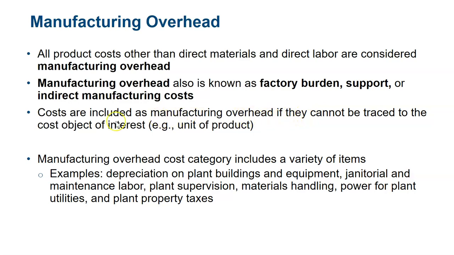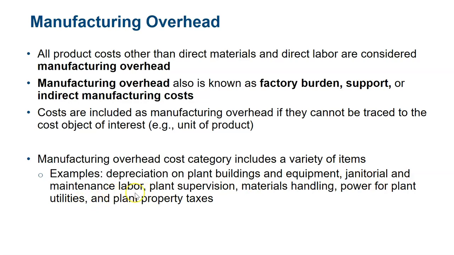So it says here manufacturing costs are included as manufacturing overhead if they cannot be traced to the cost object of interest. For example, a unit of product. So I gave you an example. They've got some examples here down below. Let's just actually go with the examples that we have here on the slide. It says manufacturing overhead includes a variety of items such as depreciation on plant buildings and equipment. In other words, we would not be incurring this depreciation expense if we didn't have the plant building or if we didn't have the plant equipment to make our product.